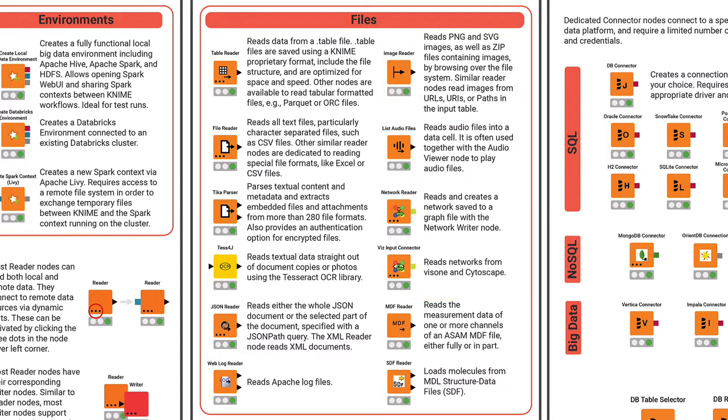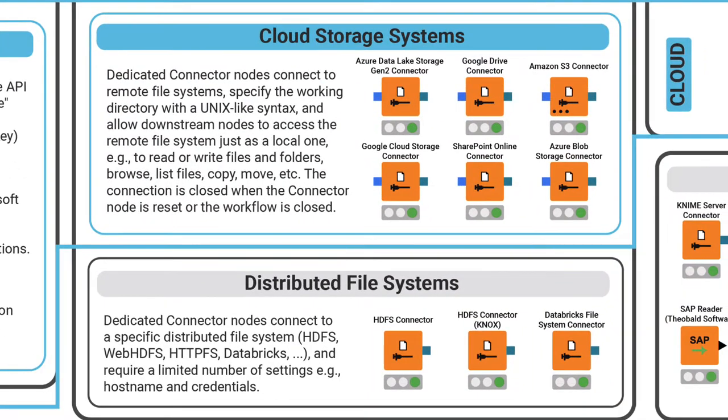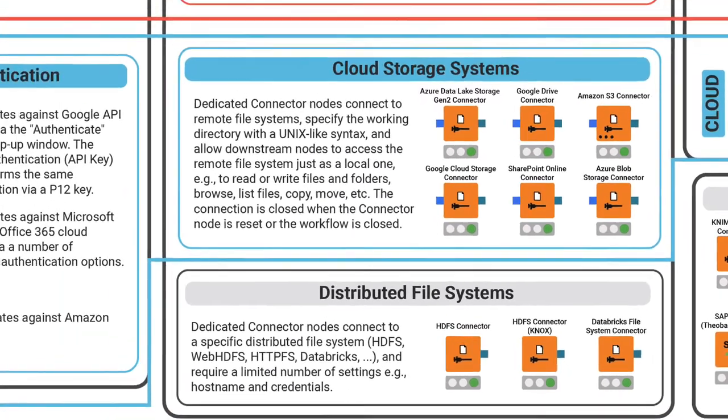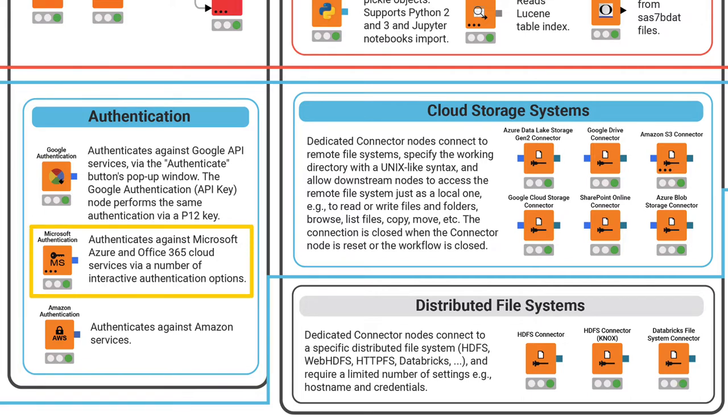With the many technologies and services allowing you to store information, it's unlikely that all your data is available locally. KNIME offers an easy option to connect your reader nodes to remote file systems. To activate a file system connection, click the three dots in the bottom left corner of a node. KNIME provides connectors for cloud storage systems such as Azure Data Lake Gen2, Google Drive, Amazon S3, and Microsoft SharePoint. There are also connectors for distributed file systems such as HDFS and Databricks. To connect to these systems, the corresponding authentication node needs to be used. For instance, the SharePoint Online Connector node requires a Microsoft Authentication node.